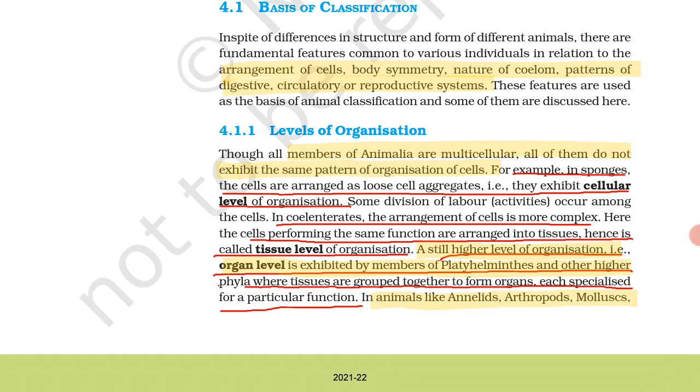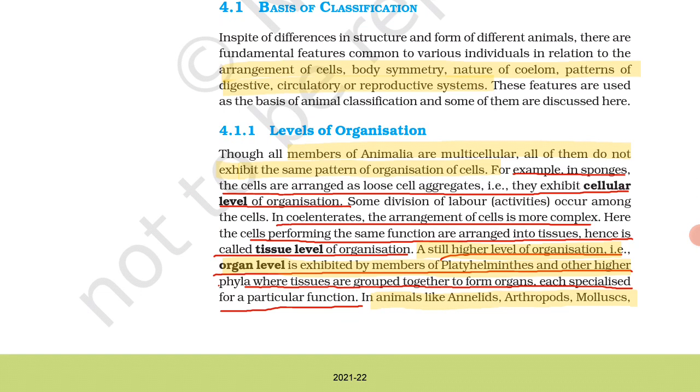For example, in sponges, the cells are arranged as loose cell aggregates, that is, they exhibit cellular level of organization. So the example is sponges, in which there is loose cell aggregation and they exhibit cellular level of organization.